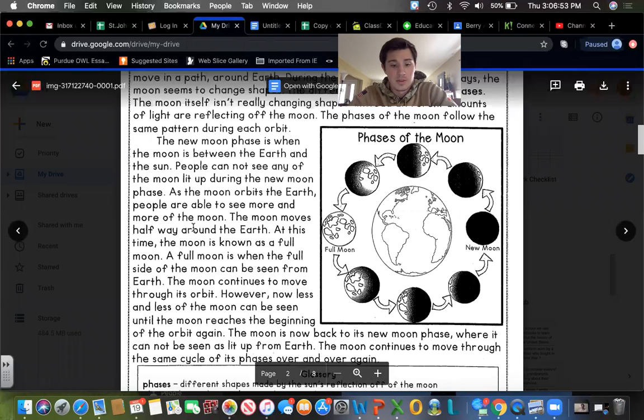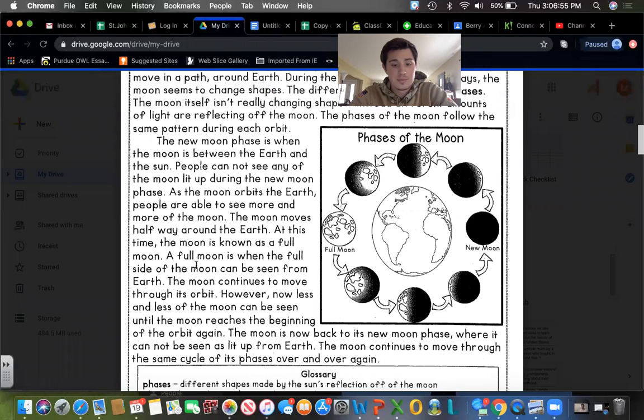Now, let's see if we can find anything else. Can be seen from Earth. The full moon continues to move. There's not much else here that it includes. So most of the time we want to try to find 3 pieces of information. In this case, we only found 2. It's okay, don't worry about it.